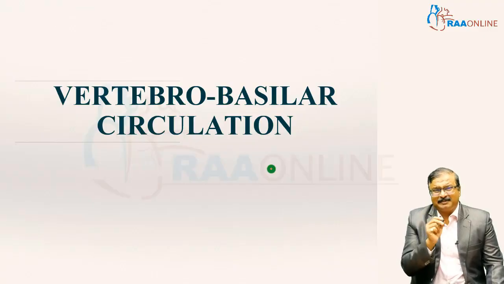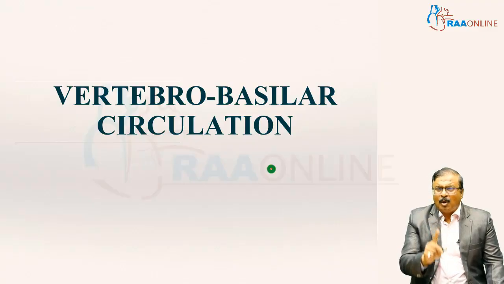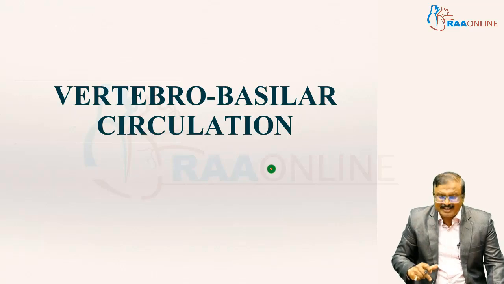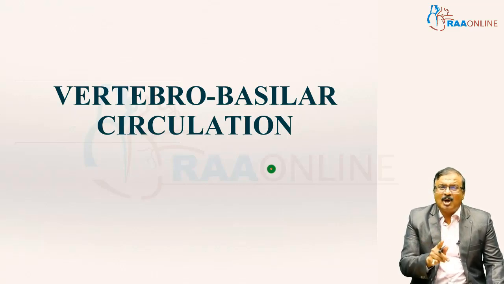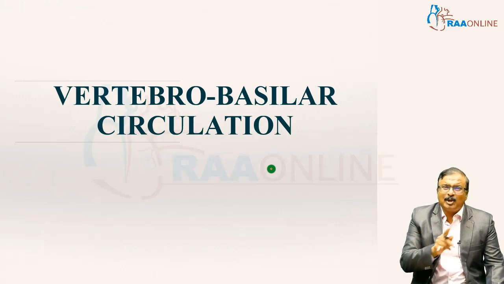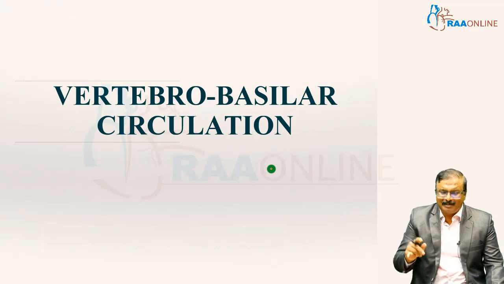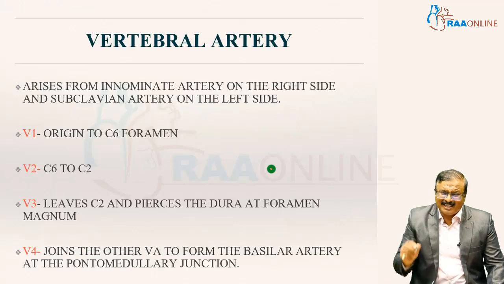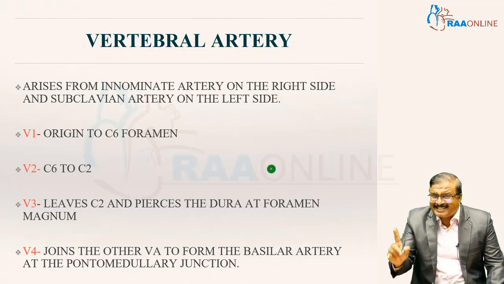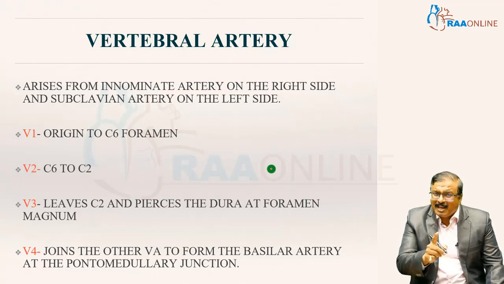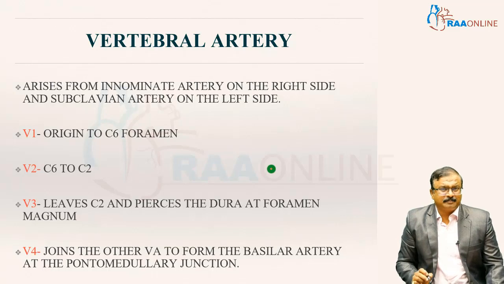Posterior cerebral circulation. Vertebrobasilar circulation is different in presentation because it has supply to various structures in the brainstem and the cerebellum. Vertebral artery, where does it arise from? Innominate artery on the right side and subclavian artery on the left side.